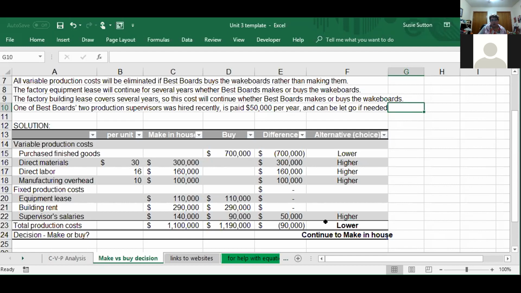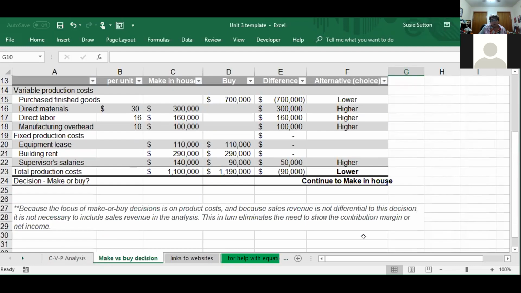So it is lower to manufacture those in-house. So the decision would be to continue to make those in-house because we're actually doing it for $90,000 less, even though we have to continue to pay like $400,000. We have $400,000 in equipment lease and building rent. So that's why it's lower to continue to make them in-house.